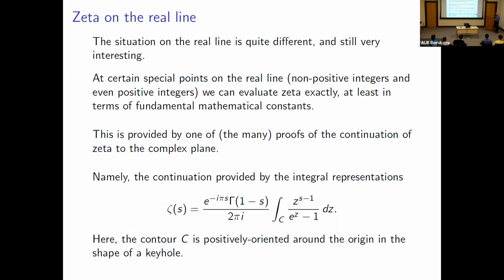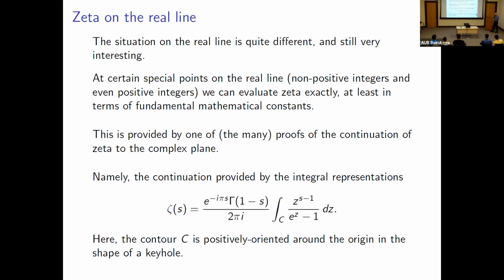One way to do it is to use this formula here, which is the starting point for one of the many proofs of the analytic continuation of the zeta function. This formula is from complex analysis, and you have a contour integral here. The contour C goes around the origin and looks like the shape of a keyhole. We're not going to be referring to it much later, but if you want the details, they are in the notes I sent in some of the emails.